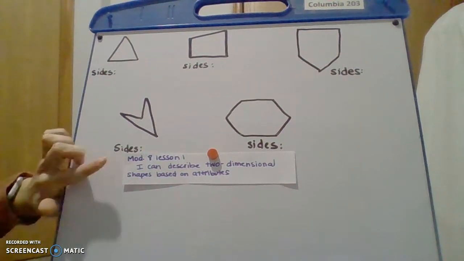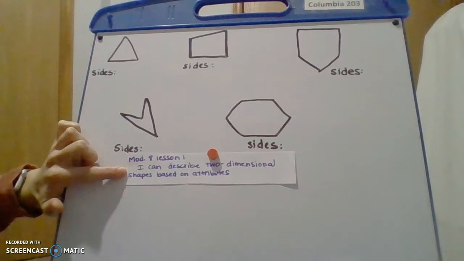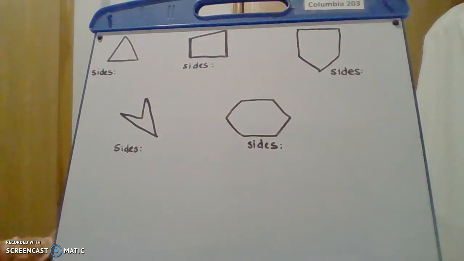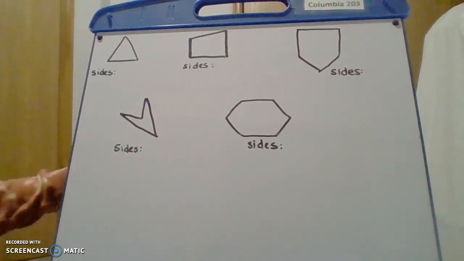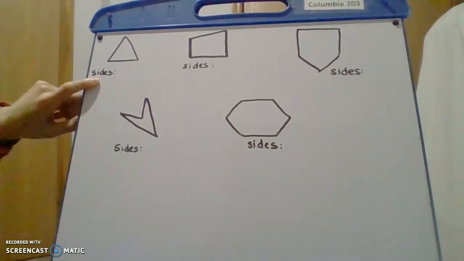May 18th. We are on Module 8, Lesson 1. Your learning target is I can describe two-dimensional shapes based on attributes. So we're going to talk about those attributes right now. And the first one we're going to start off with is number of sides that these objects have.